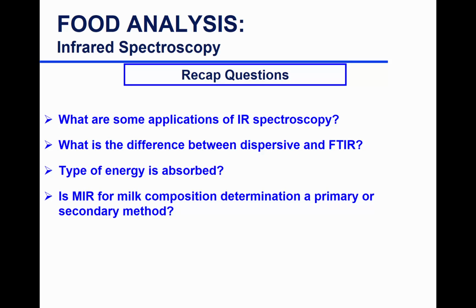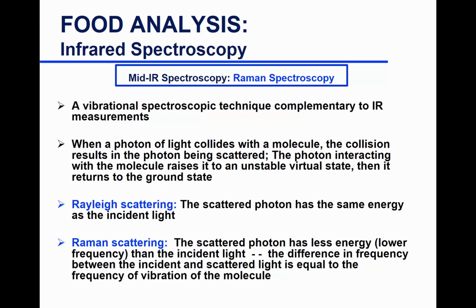So what is the type of energy that is absorbed, Ted? Vibrational energy. So in this region of the spectra, IR, this is vibrational energy due to the bonds that are in constant movement. Once they absorb light, there is a change in the amount of vibration that is happening. And we already answered the fourth one.